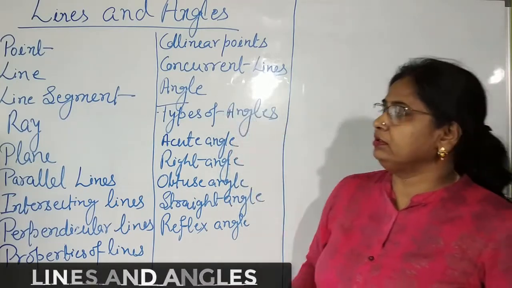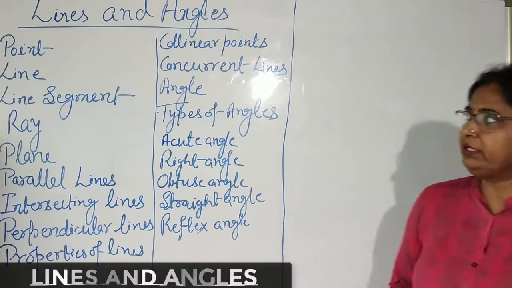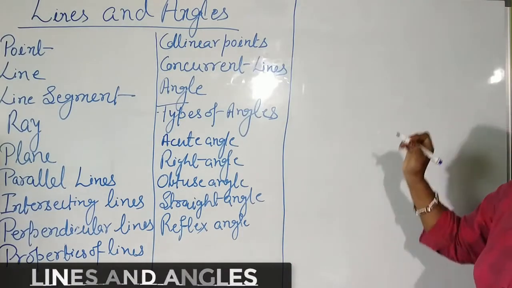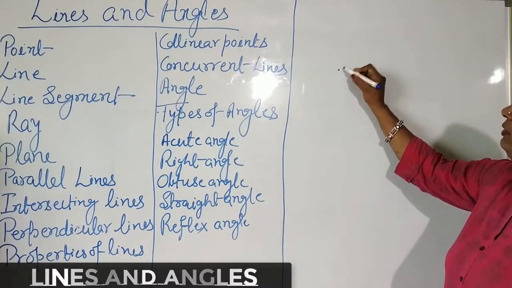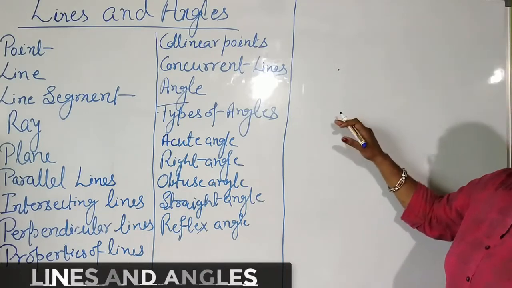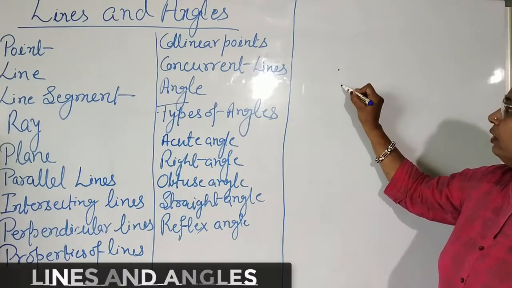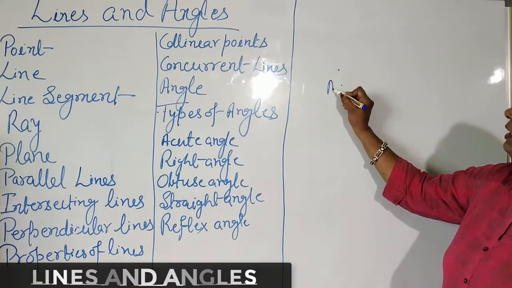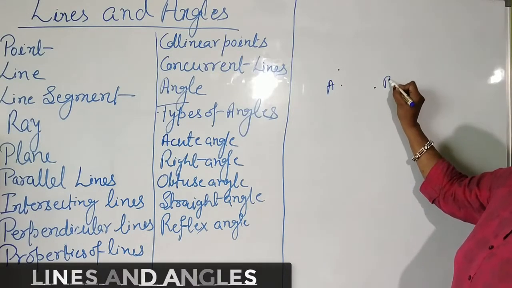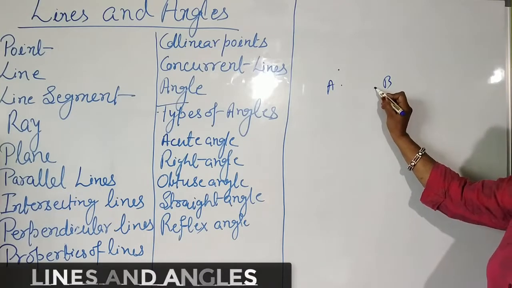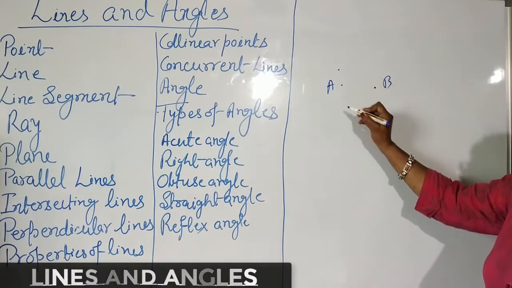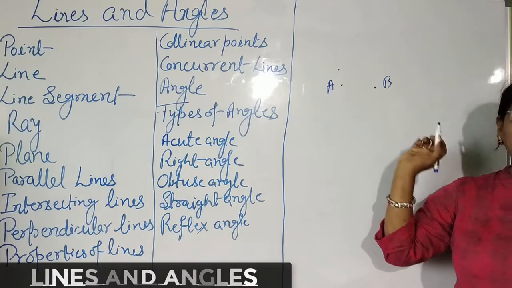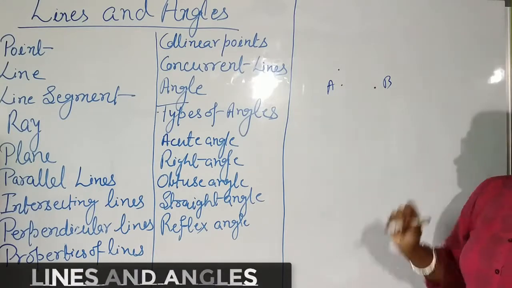First going to start point. Point is just a mark, don't have length, breadth and height, only a dot indicated by A, this dot, B, like this. It is only a mark, not length, breadth or height, just only mark.